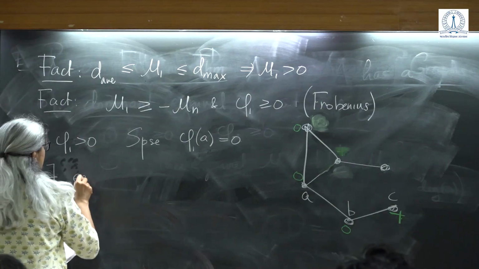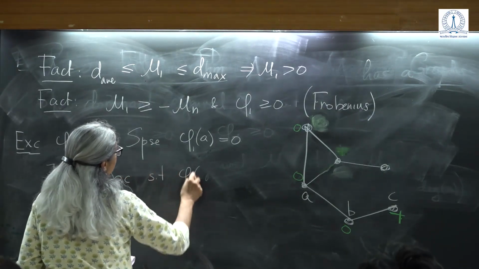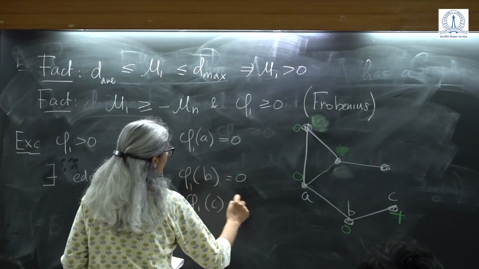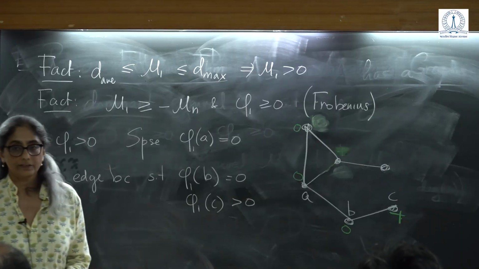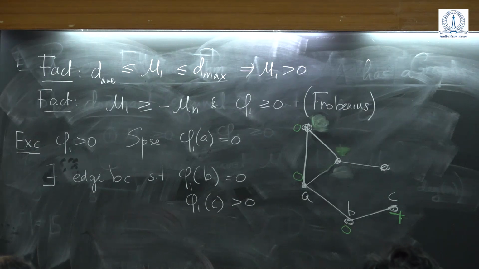There exists an edge BC such that phi1 of B is 0, but phi1 of C is positive. Good? This has to happen. Everybody okay with this? Okay, so now let's use what we know about the adjacency matrix and the fact that this is an eigenvector and so on, okay?